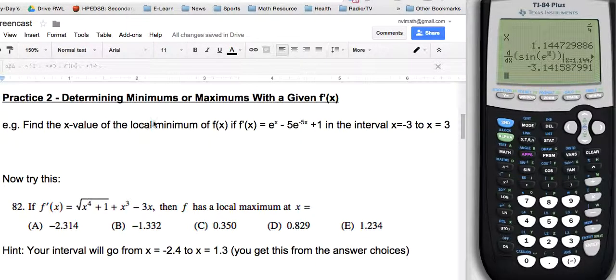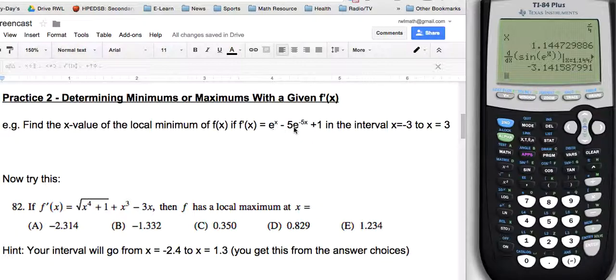I want to find the x value of the local minimum here. I know the derivative is given as e to the x minus 5e to the negative 5x plus 1. I know the interval is -3 to 3. So I need to find the local minimum given a derivative.